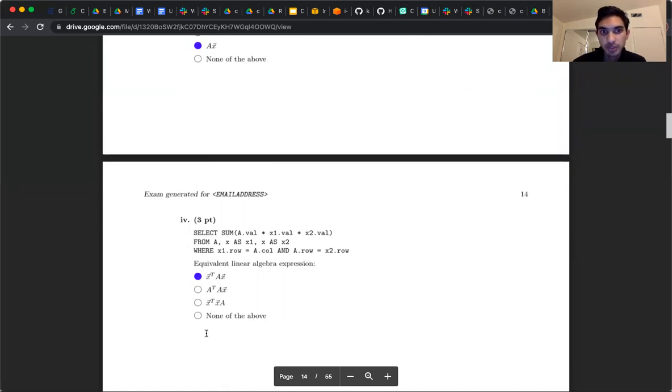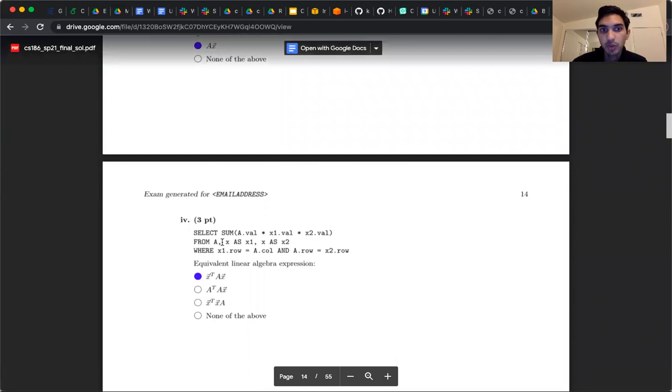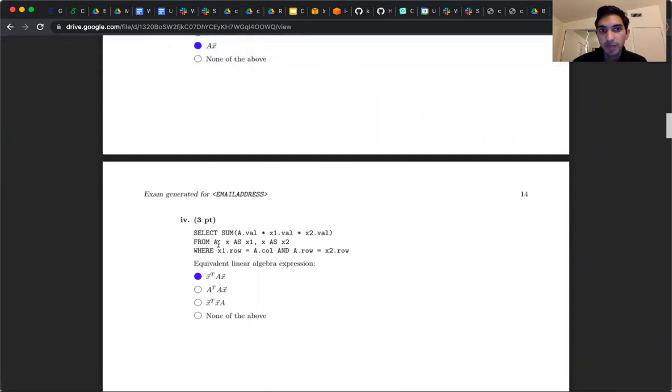Okay, then this next question. What we're doing here is we have from A and then X as X1 and X as X2. So now we have two X's, two vectors. And we're saying where X1 dot row is equal to A dot col and A dot row is equal to X2 dot row. We can see here that we're doing something very similar to a matrix vector multiplication, except now there's a row and a col here, and there's a row and a row here. So what that tells me is that there is some sort of transpose going on with the X.